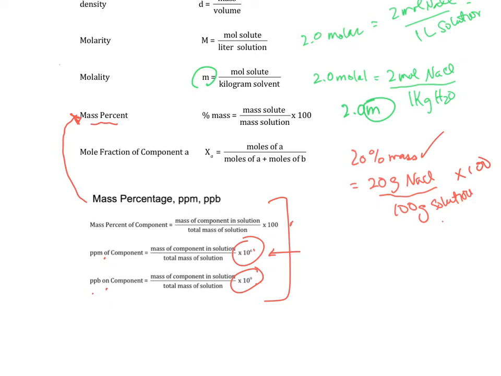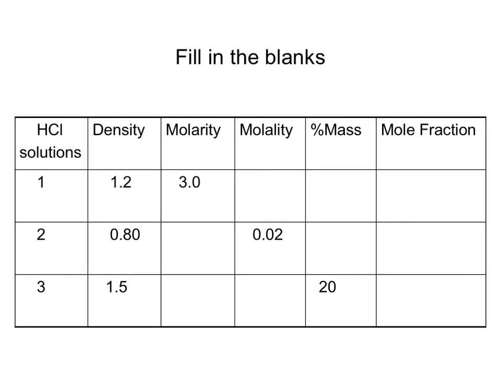All right, and then the last one is mole fraction. We looked at this in the gases chapter. So this is moles of A divided by the total moles. Moles of A divided by total moles. All right, so we want to be able to go back and forth between some of these.